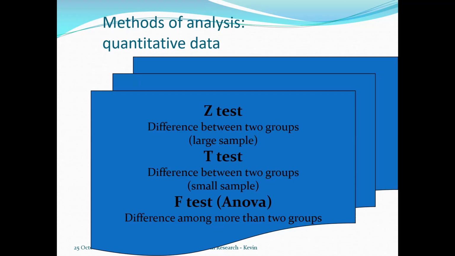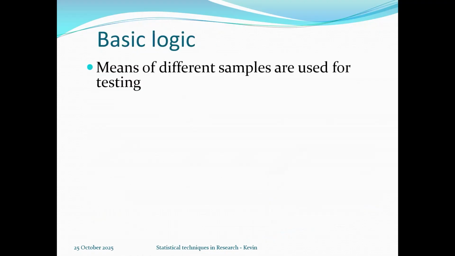Software will do that. So we only have now T-test for difference between two groups, and F-test for difference between more than two groups. So the basic logic is, we take the mean of the different samples. Supposing you have two samples, we take the mean value of the first sample, the mean value of the second sample, and do the testing.